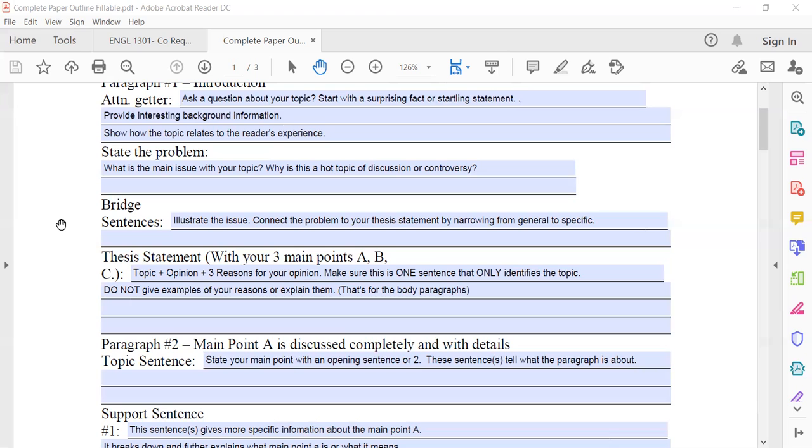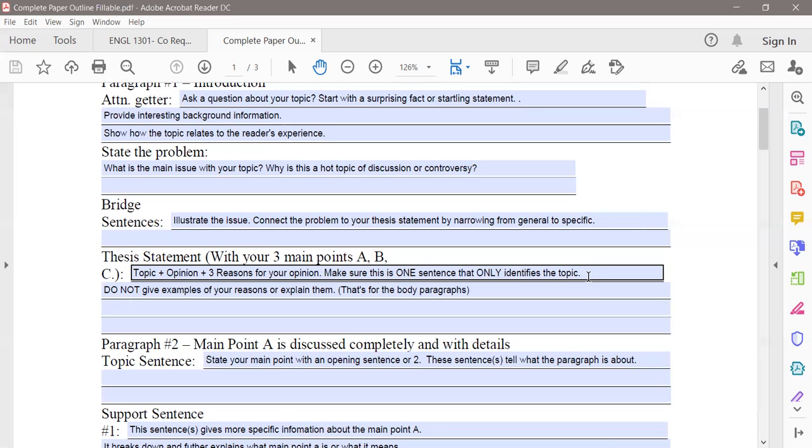Okay, this sentence is going to identify your topic or your reasons. It's not going to actually speak on them or explain them. It's only going to identify. So you will identify your topic or your reasons, okay? Do not give examples of your reasons or explain them. That's what you're going to do in each of your body paragraphs. So this sentence just sets your reader up to know, okay, these are this person's 3 main points, and this is what I can expect to see discussed in the next 3 paragraphs.